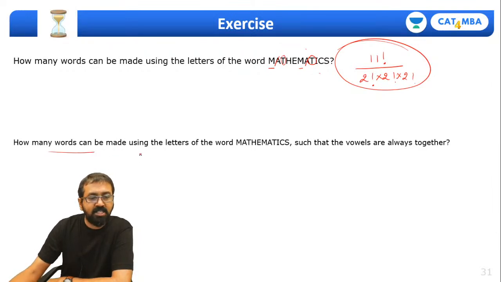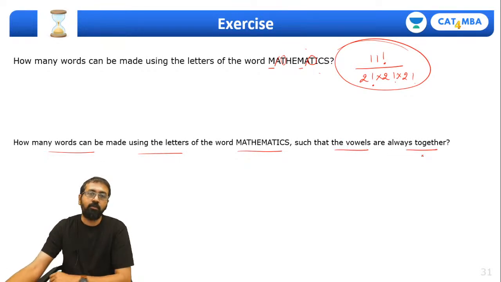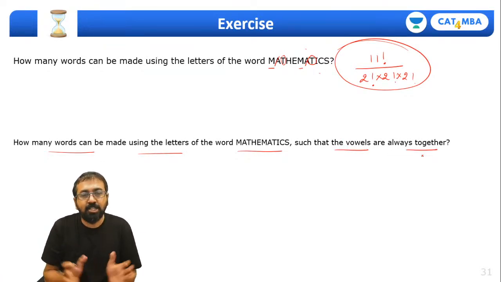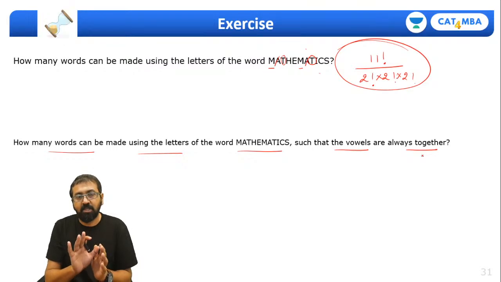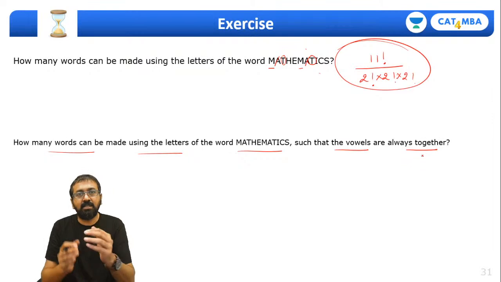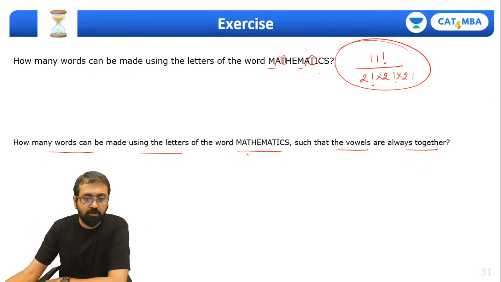So how many words can be made using the letters of the word mathematics such that the vowels are always together? See, whatever objects you want to keep together, you just club them and consider them as one object. Whatever objects or people you want to keep together, just club them and consider them as one group or one object. That's it. That's the method.